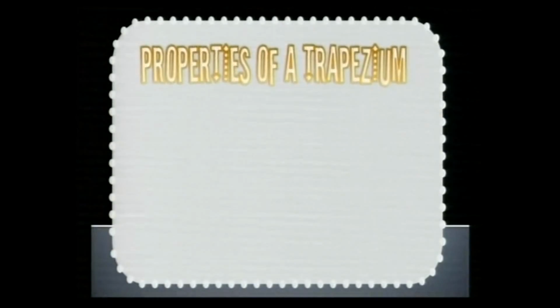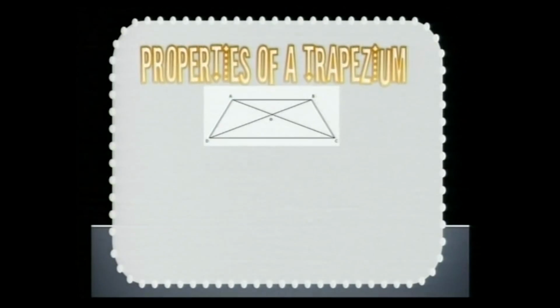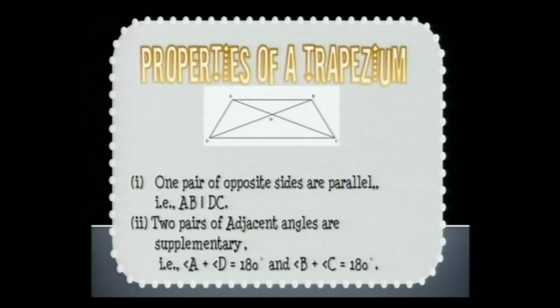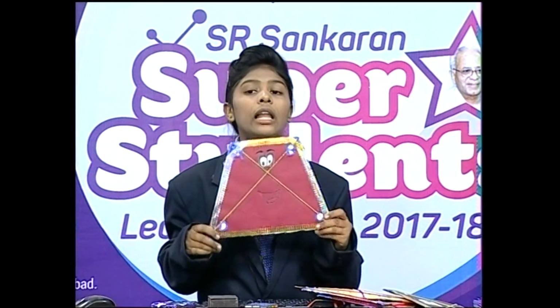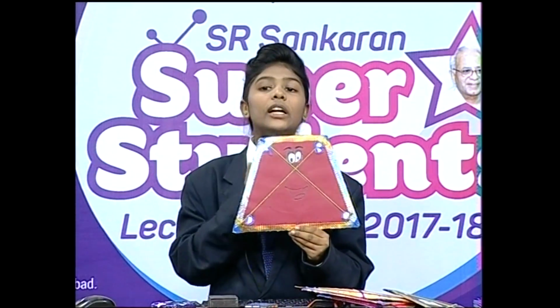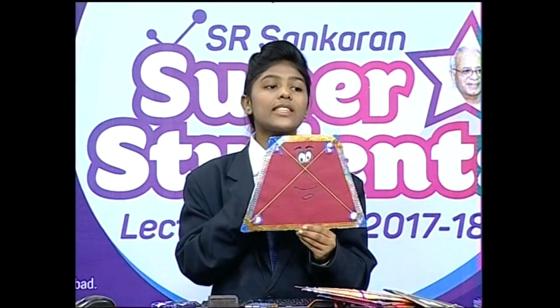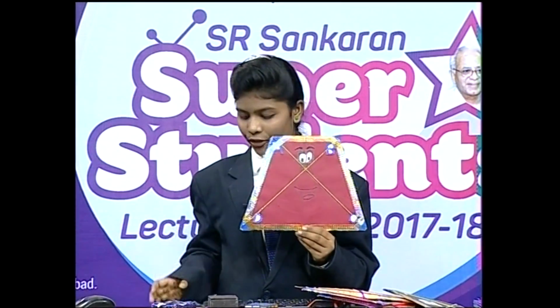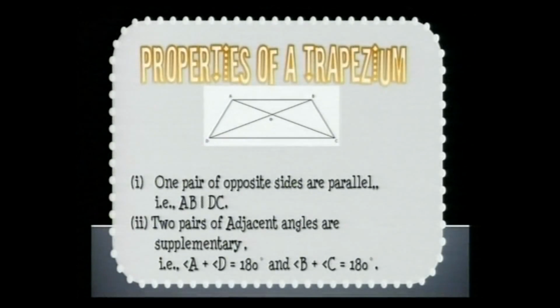Okay, friends. Now, let us see the properties of a trapezium. The first property of a trapezium is one pair of parallel sides. One pair of opposite sides are parallel. So here we see in this figure there is one pair of opposite sides parallel to each other. Look at this slide. Here AB is parallel to DC. So these are the parallel sides in this trapezium.